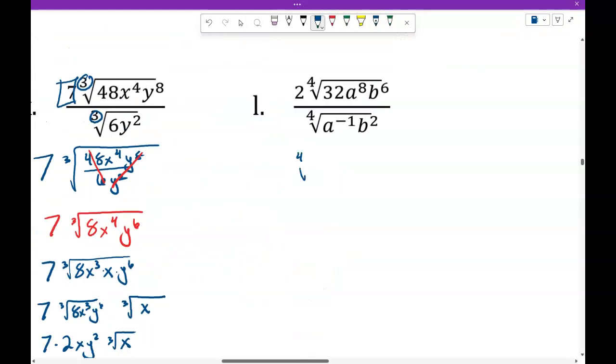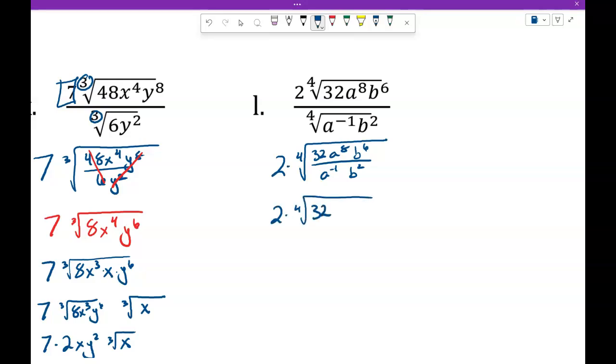Here we'll take our 4th root, a2, a8, b6, a to the negative 1, b squared. And we have this 2 out front. 32 has nothing to simplify with. A to the 8th divided by a to the negative 1st is a to the 9th. And then b to the 4th.